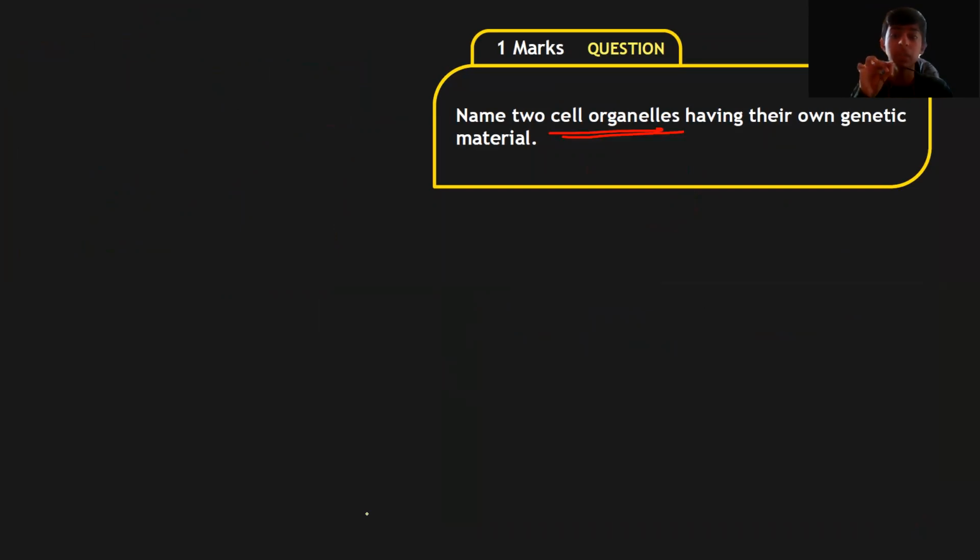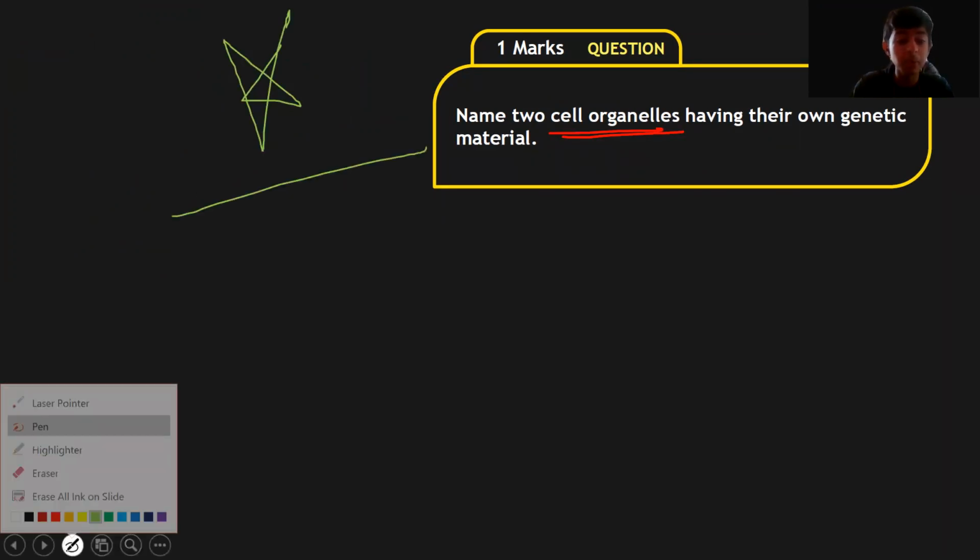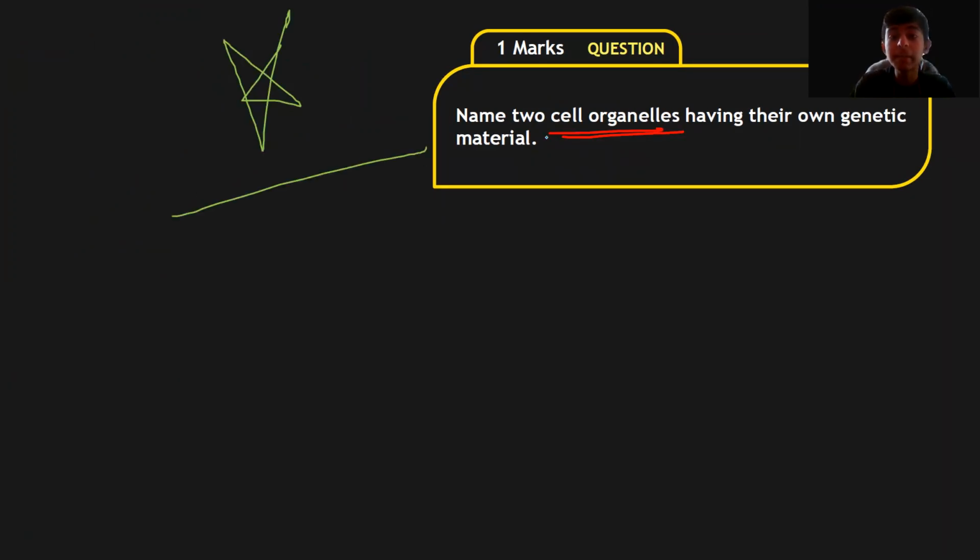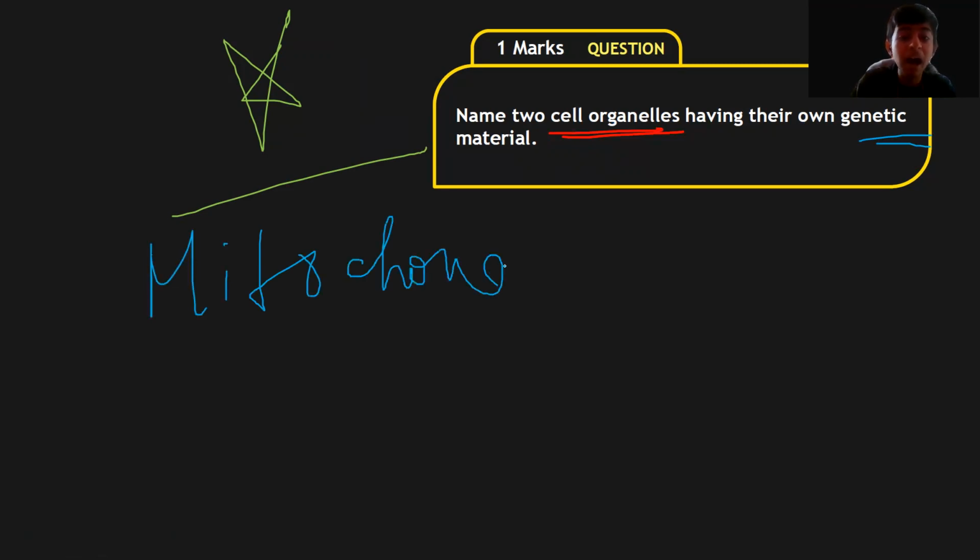Now, a very important question of 1 mark. You can say it is a fixed question. I'm marking the star. It is always asked: name the two cell organelles having their own genetic material. Mitochondria. We know mitochondria is the powerhouse of the cell because it generates the energy currency, which is ATP. It releases energy in the form of ATP molecules.